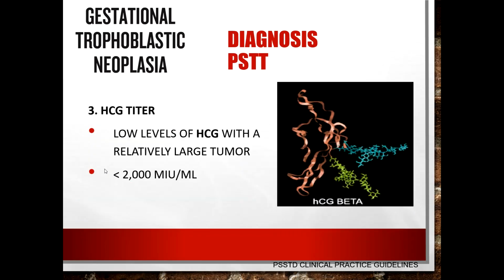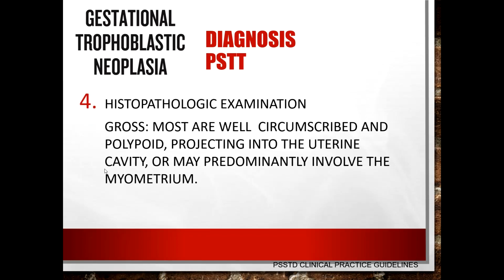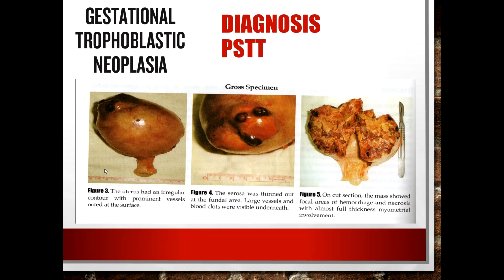Serum HCG level in PSTT is relatively low compared with the large tumor size. The level is usually less than 2000 mIU per ml. On histopathologic examination, grossly, most are well circumscribed and polypoid, projecting into the uterine cavity, or may predominantly involve the myometrium. On cut section, the mass would show focal areas of hemorrhage and necrosis with almost full thickness myometrial involvement.